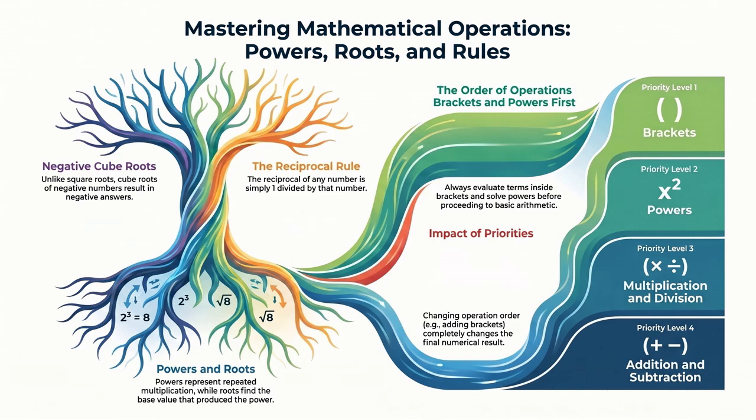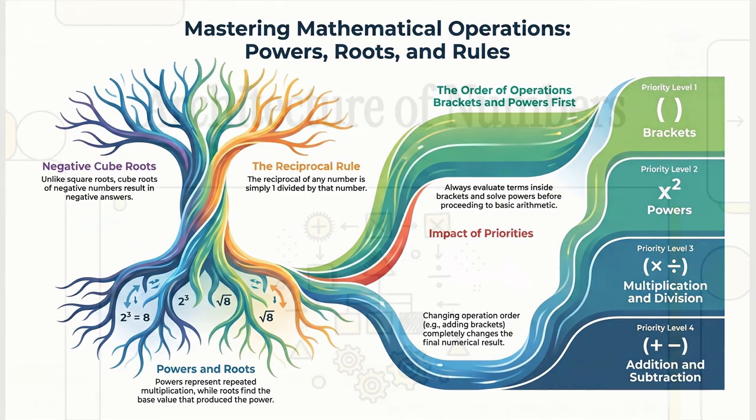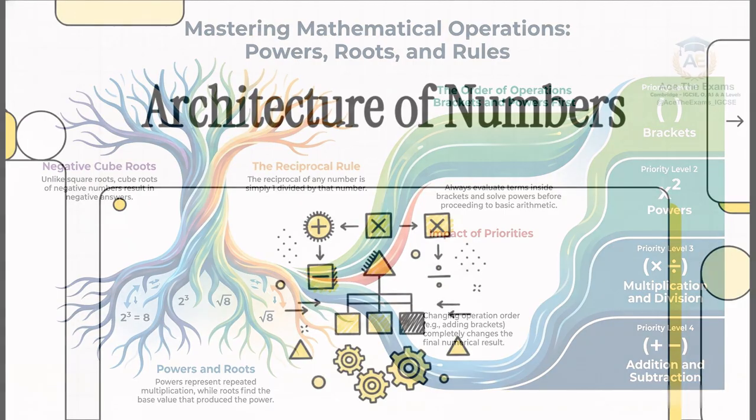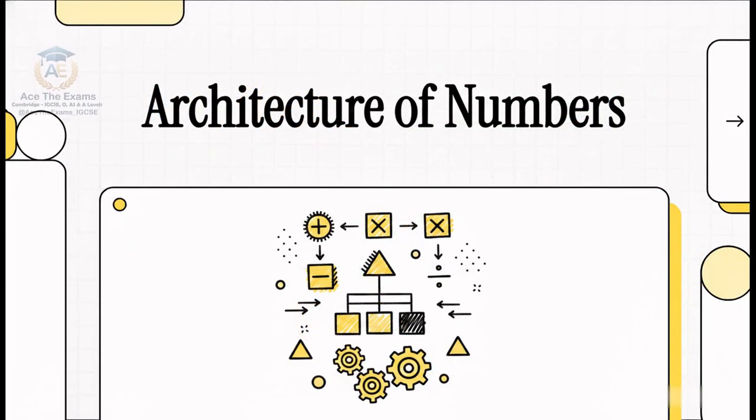Okay, let's dive right into this. Welcome back to another explainer, where we take these massive, complex subjects and just break them down into their clearest components. Today, we are looking at the absolute bedrock of the mathematical universe. We're talking about the architecture of numbers, specifically calculations and the order of operations.